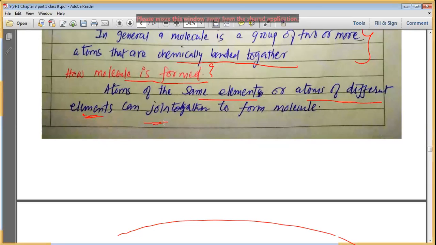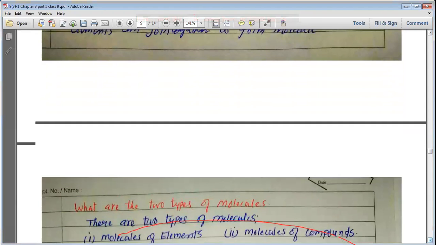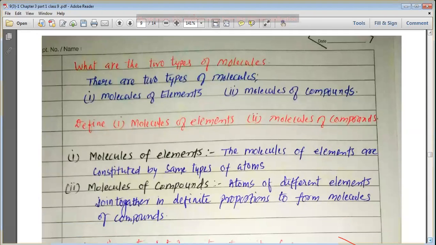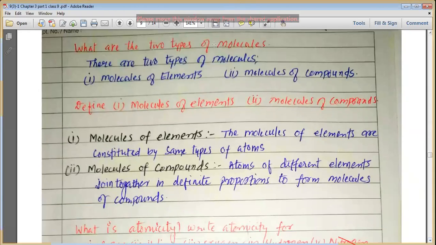When they combine, when they join together, they form a molecule. So a molecule is formed by the combination of atoms of the same element or atoms of different elements. When they combine, they form a molecule. So this is what you need to remember: molecules are formed by joining various types of atoms, or the same types of atoms, when they combine together.